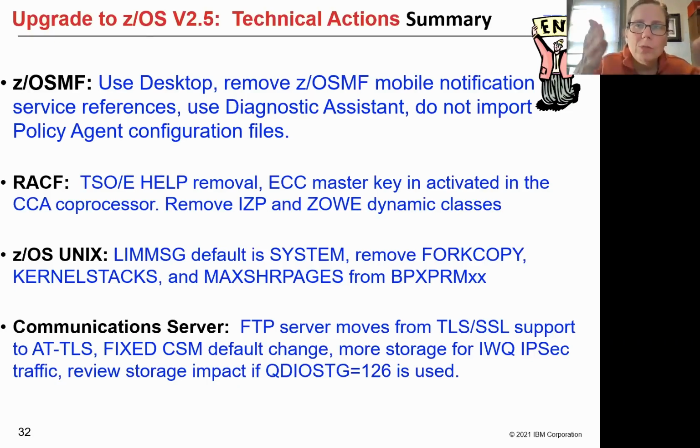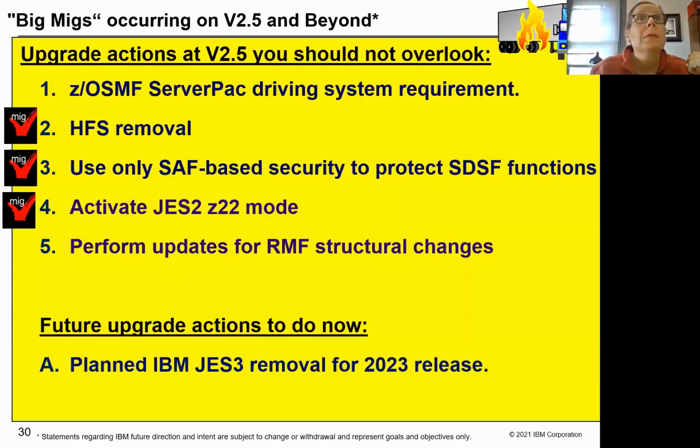So if I'm looking from 2.4 to 2.5, and I think about those fire items, let me go back to them. Here they are. And if I'm okay with this already, I've already removed HFS. I've already used SDSF SAF. I'm already at JES2 mode, and I've got those RMF ones under control. Really, the zOSMF server pack, I think, is probably the biggest thing that is there.